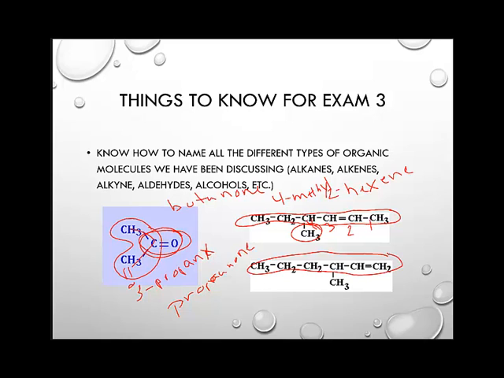Again, find the longest chain. 1, 2, 3, 4, 5, 6. Once again, that's hexene. The ene, because it's a double bond, is on the 1st carbon. And on the 3rd carbon this time, it has a methyl group.